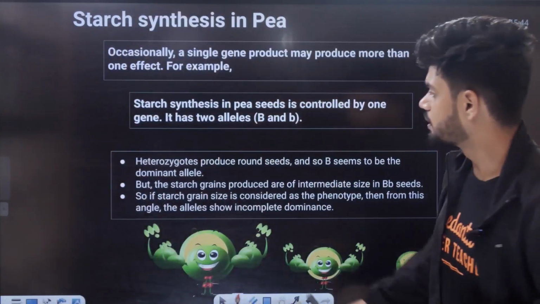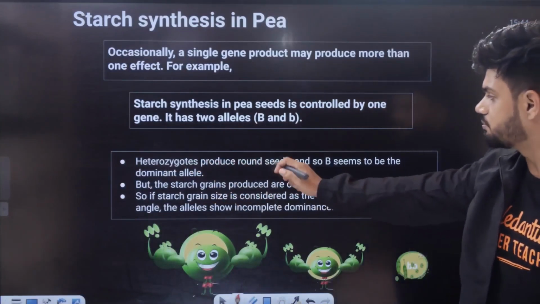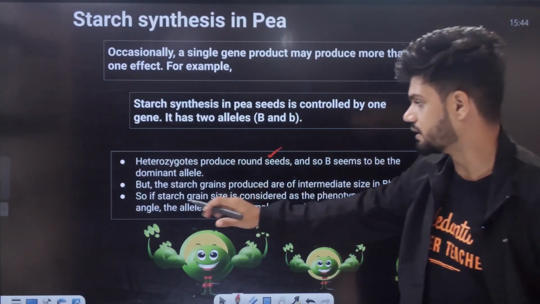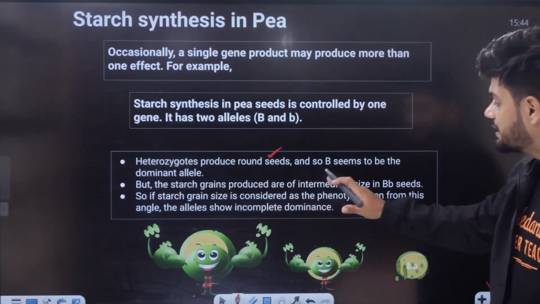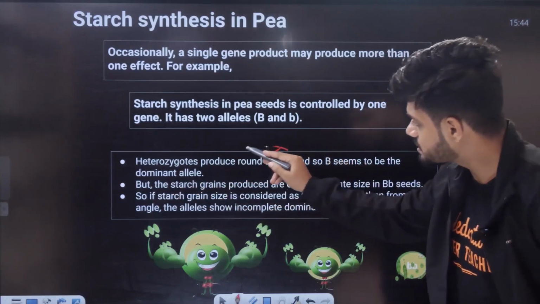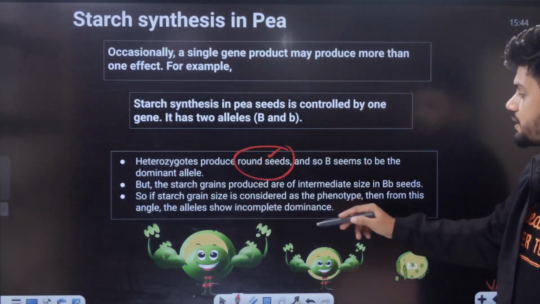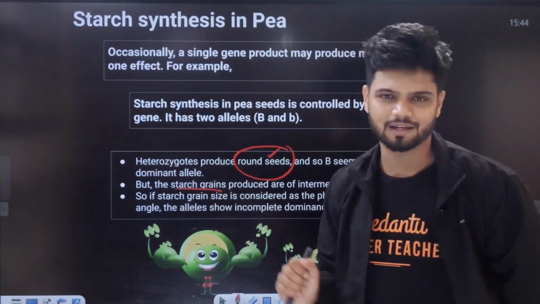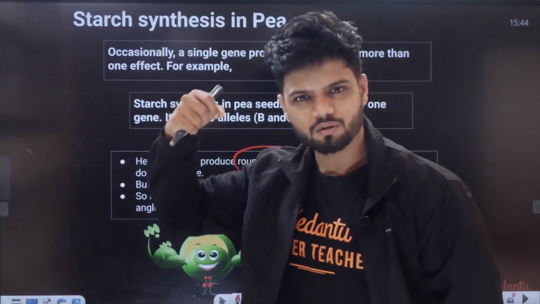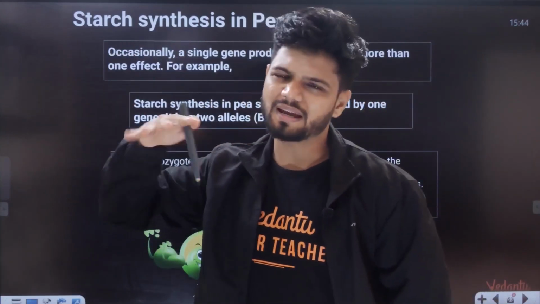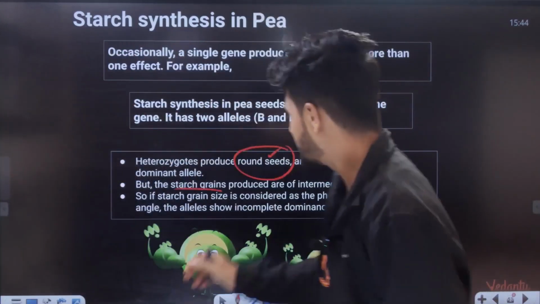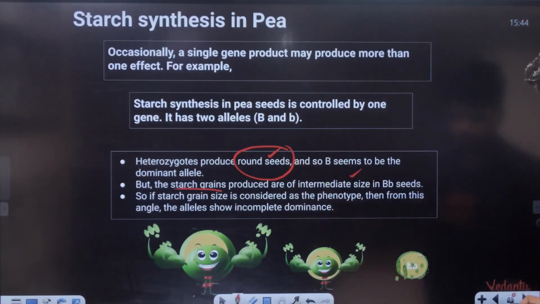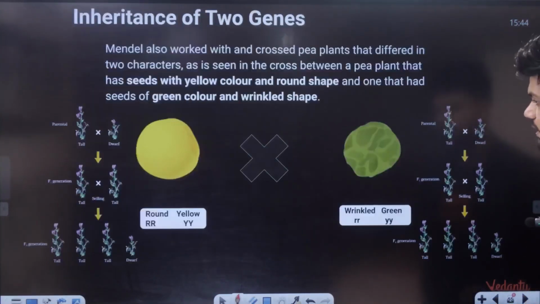See here. Heterozygous produces round seed, and so B seems to be the dominant allele. But the starch grain produced is of intermediate size. So it is producing round seed, but it is producing intermediate starch grain, not producing the full starch grain. So one gene is good at one thing, but intermediate in the other thing. So it is incomplete dominant here. It is dominant here, incomplete dominant here. Okay. You can read this.